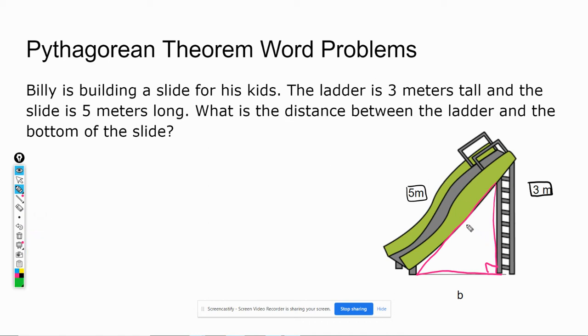We know that the c is the longest side, so I'm going to go ahead and mark this side with the c. We know the 5 is a c, and so I can even write c equals 5. b is the base. We don't know the base, so I'm going to write b is equal to, I don't know. And then obviously if this is the b and this is the c, this is the a. So our a is equal to 3 meters. And we'll just remember that we are doing everything in meters. So the first thing we want to do is write our formula. a squared plus b squared is equal to c squared.